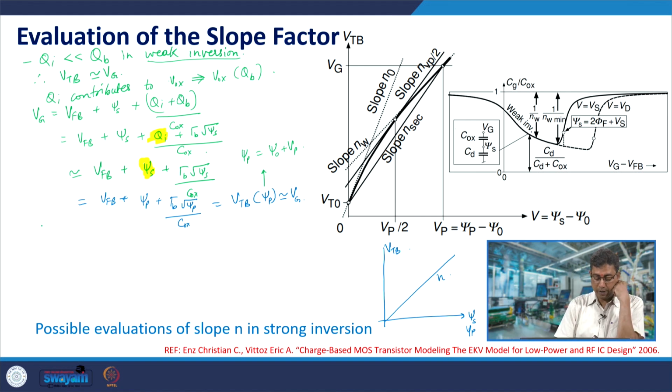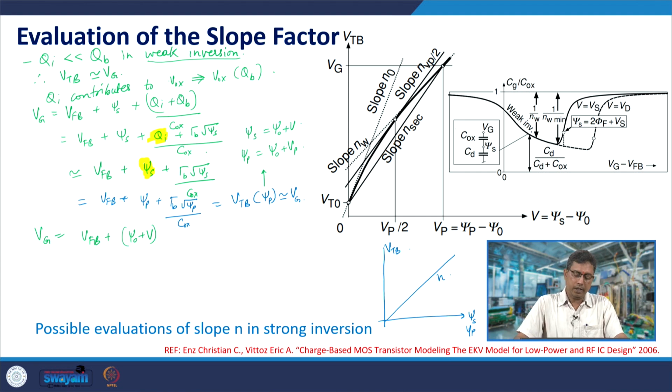Therefore, we could have written this Vg as Vfb plus chi naught plus V, its local surface potential. We can observe that in this case, V can also be negative, in the sense that you are operating in strong inversion and then you move towards moderate and weak inversion with a negative local surface potential, as it happens in the saturation regime.